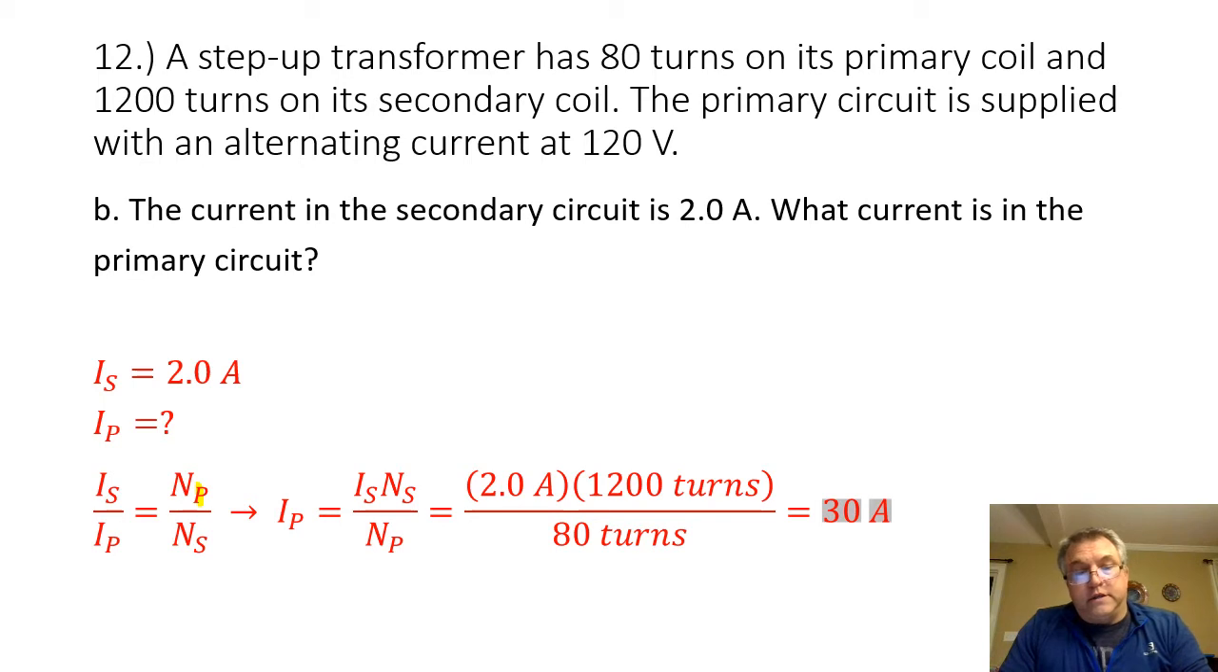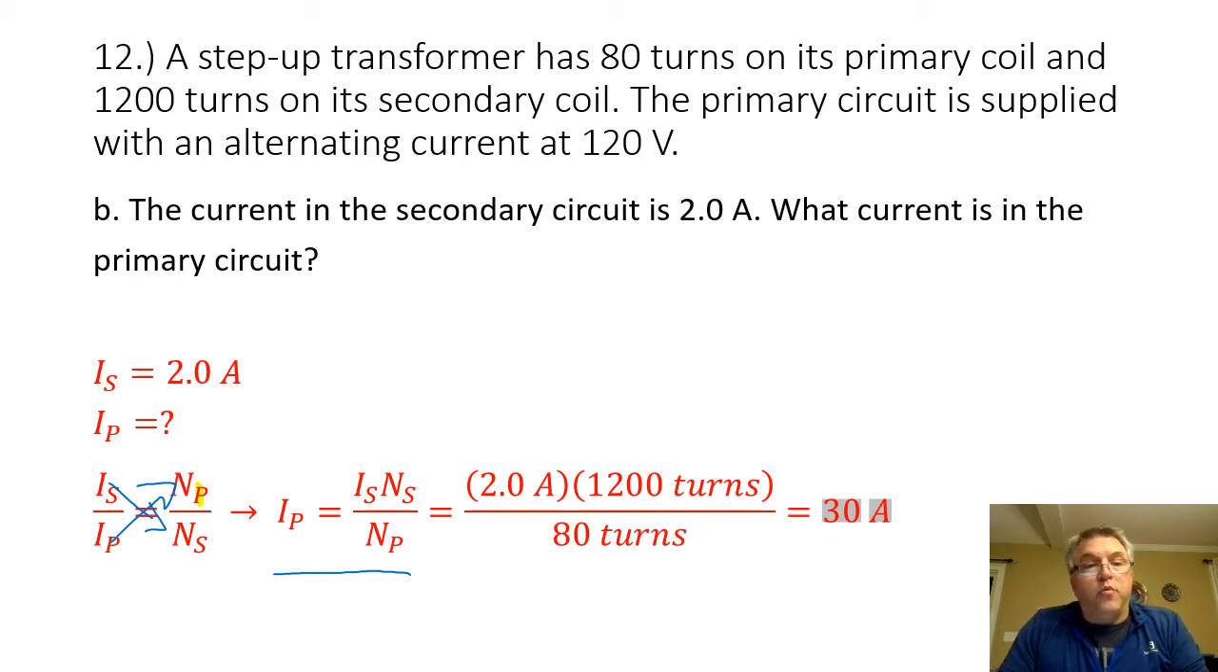I'm going to do this the same way I was doing the other problems, by cross multiplying. And I know that when I cross multiply and solve for the primary current, I'm going to have the primary current is equal to the secondary current times the secondary number of coils divided by the primary number of coils, right there. And when I plug my known values into that equation, I am going to get a primary current of 30 amps.